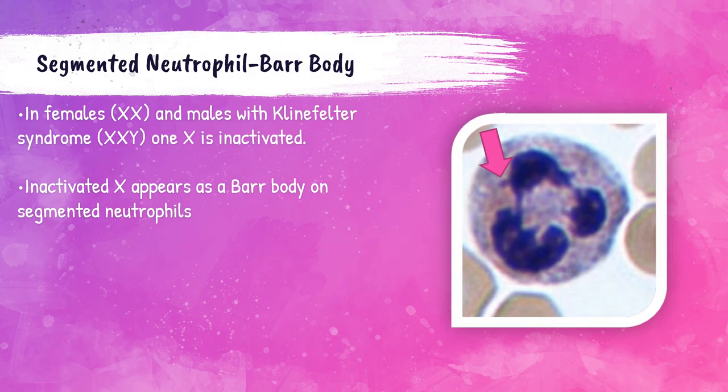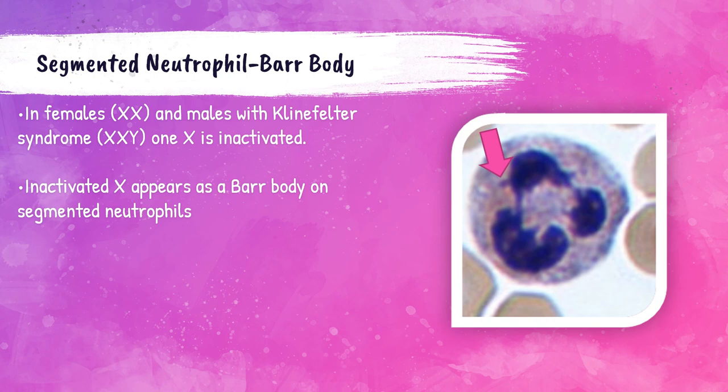There's this cool thing that happens with segmented neutrophils, and the photo on the right-hand side of this slide shows a bar body, so that little pink arrow. It's this little protrusion on the nucleus of a segmented nucleus. In genetic females, those with XX chromosomes, the X that is inactivated shows up as this bar body on segmented neutrophil. So this also occurs in genetic males that have something called Klinefelter syndrome, and this syndrome is a genetic condition that gives genetic males an extra copy of the X chromosome.